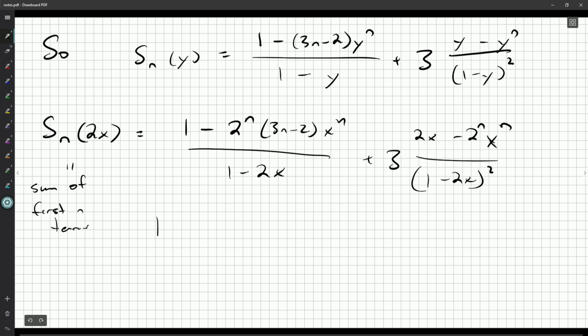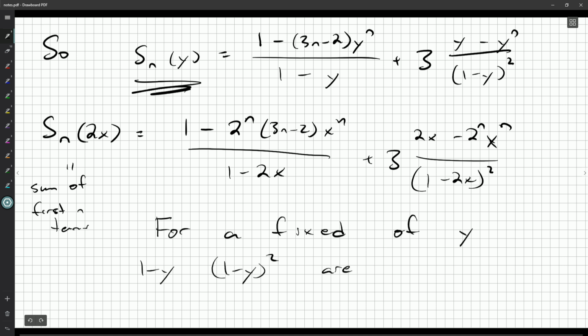Well, I think it might be easier to start with this expression. So for a fixed value of y, 1 minus y and 1 minus y squared are fixed. But y to the n changes as n increases towards infinity.